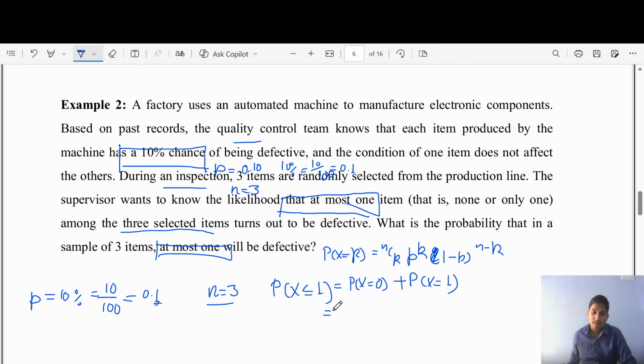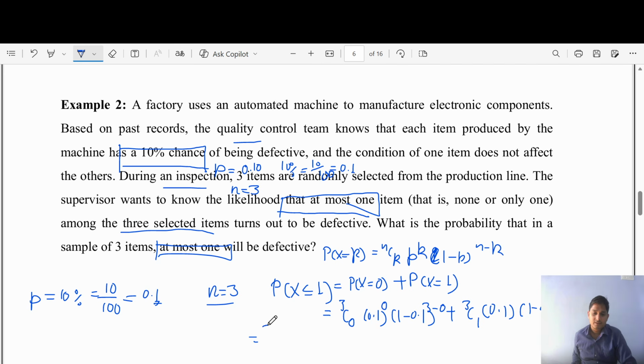So nCk means n is 3, k is 0: 3C0, p is 0.1 to the power k, which is 0, times 1 minus 0.1 to the power n minus k, which is 3 minus 0, plus P(X = 1), which means k is equal to 1. So n is 3, k is 1, 0.1, 1 minus 0.1, to the power 3 minus 1. Okay, so you solve this.